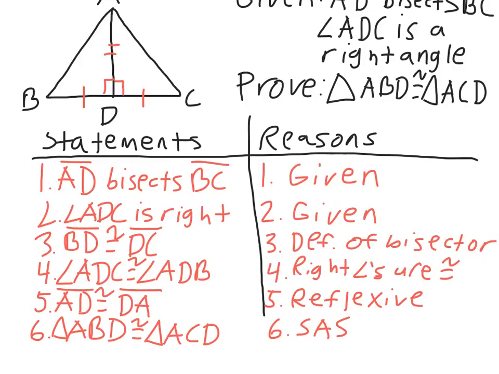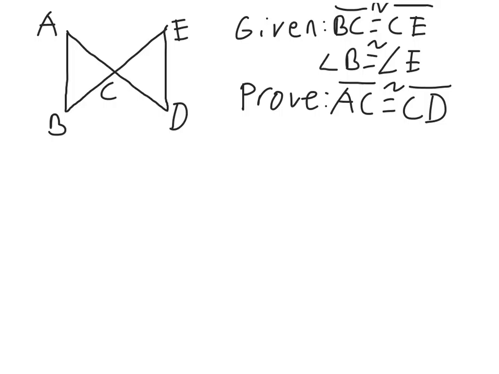Alright, got one more proof for you. So now for this problem, we have these two triangles here, and we're given that BC is congruent to CE, and angle B is congruent to angle E, and we want to prove that AC is congruent to CD.